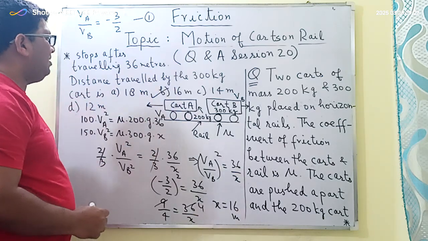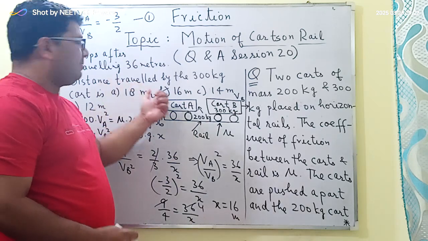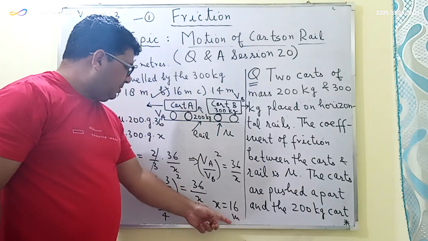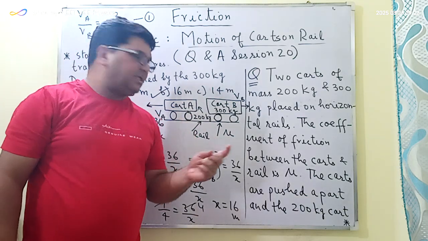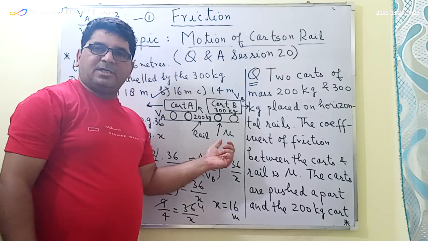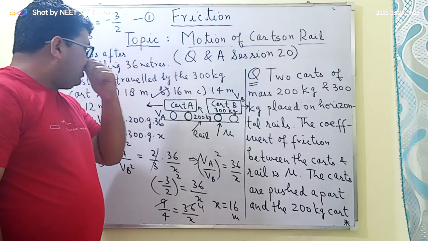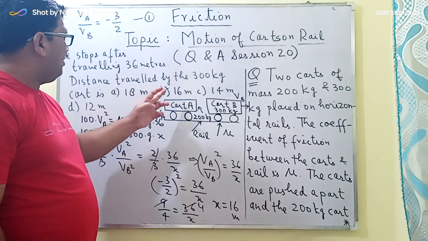That is, the distance traveled by the 300 kg cart before it comes to a halt will be equal to 16 meters. In this question we have used two concepts, the law of conservation of momentum and the work energy theorem. By using these two concepts, we were able to find the distance traveled by the 300 kg cart.